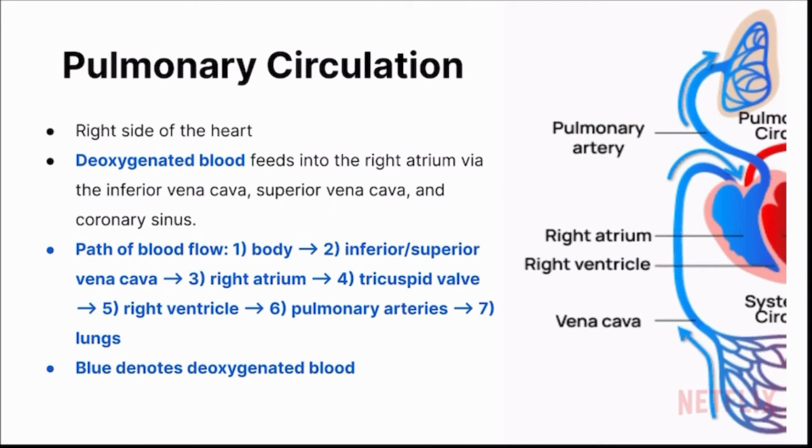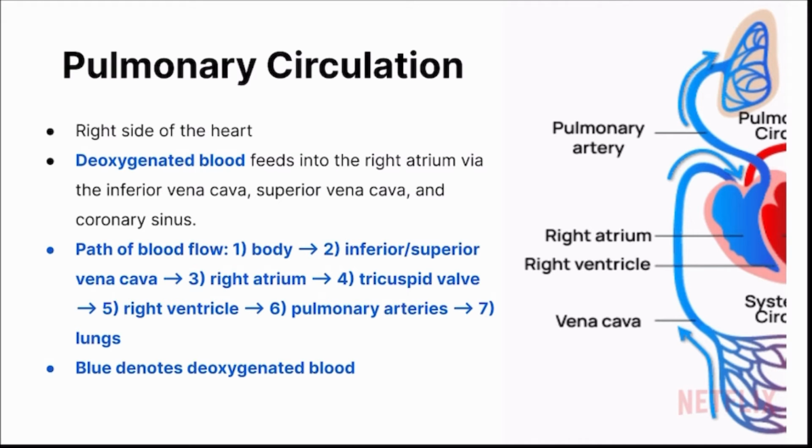Deoxygenated blood from the systemic circulation returns to the right atrium via the superior and inferior vena cava and the coronary sinus. The blood in the right atrium flows into the right ventricle through the right atrioventricular valve, also known as the tricuspid valve, during diastole. During systole, the right ventricle contracts, directing blood into the pulmonary trunk.